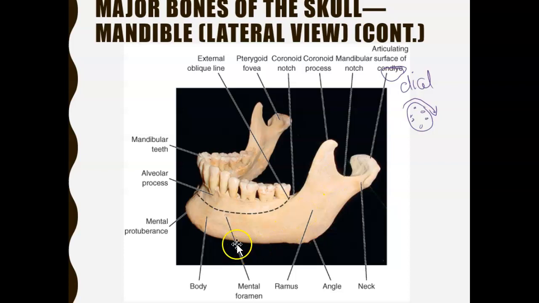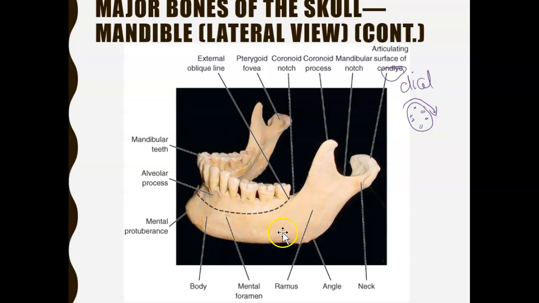Another thing to note are the holes, which are the foramen. So there's a mental foramen over here. There's a hole over here. If the dentist wants to numb this area and drill some teeth over here, they would inject the needle somewhere over here to numb the area around here.